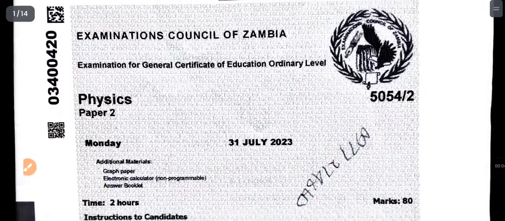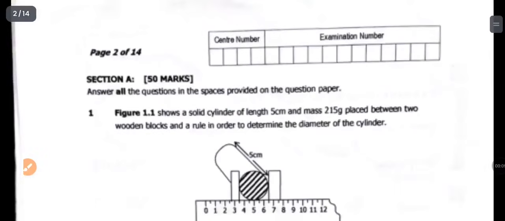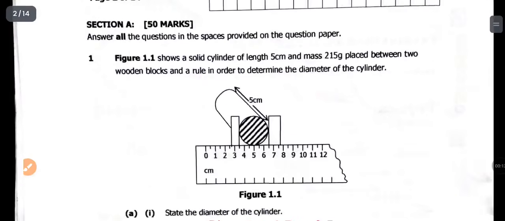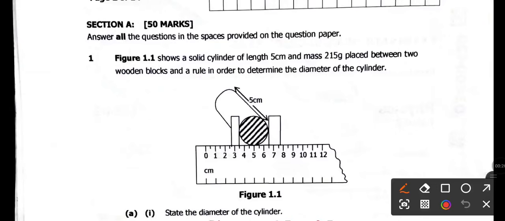In this tutorial, I'll be going through the paper written by candidates in the year 2023. My first question says figure 1.1 shows a solid cylinder of length 5 centimeter and mass 215 grams placed between two wooden blocks and a roof in order to determine the diameter of the cylinder. The first question says state the diameter of the cylinder.